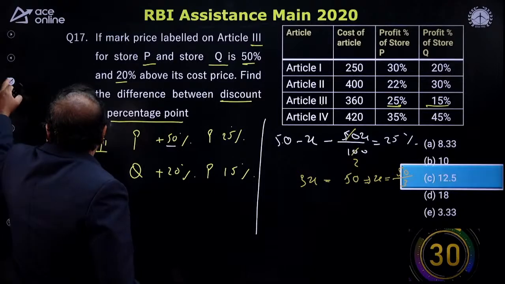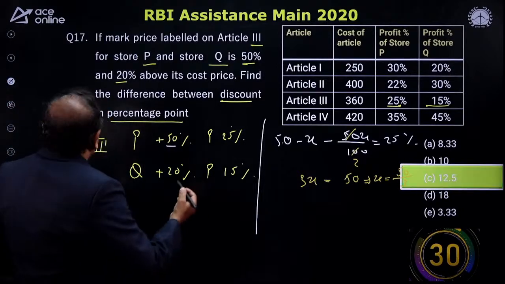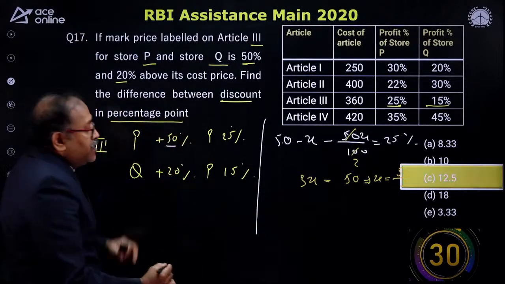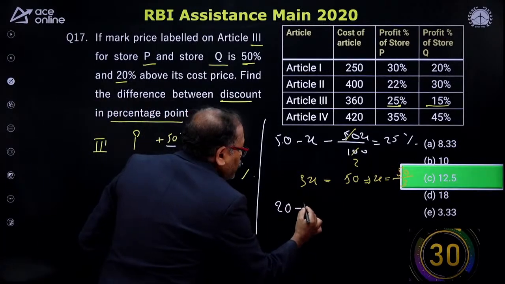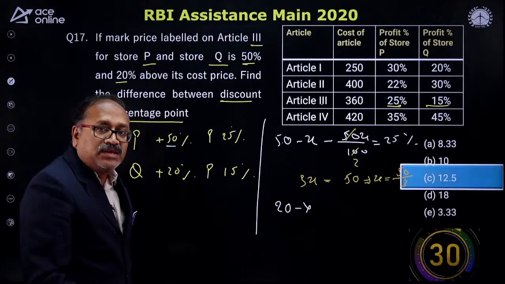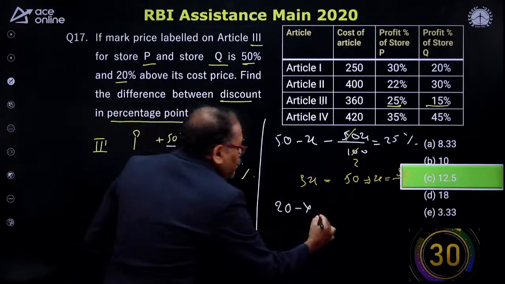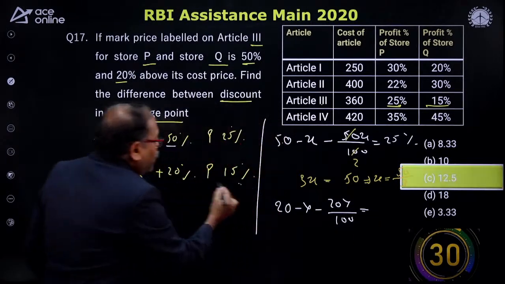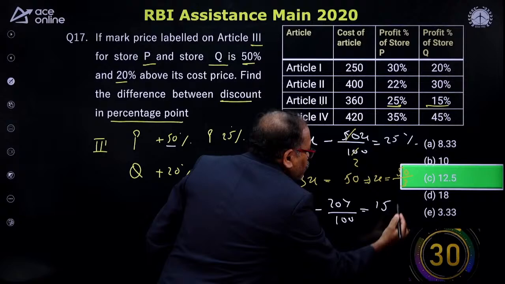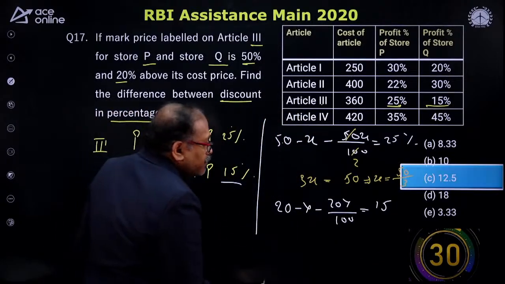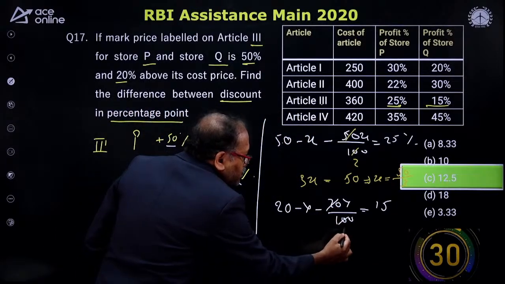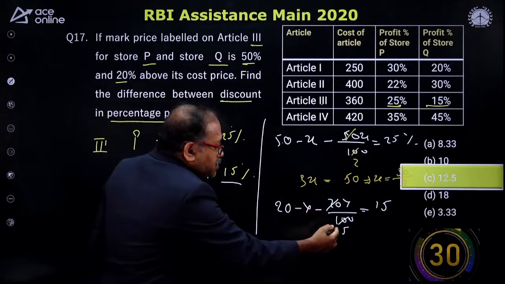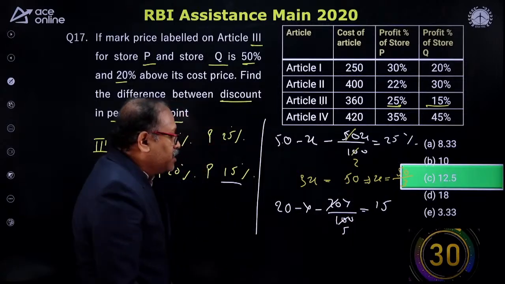Now, similarly, I will find out the second one also. So what is the second one here? 50% increase, 20% increase. So that is 20 minus y. The y is the discount in the second one, Q. And minus 20y by 100, which is equal to 15% profit. So let's find out what is the y value. So here I notice that this is 5 times, 20 goes the other side, minus 5 into 5. That will be minus 25.